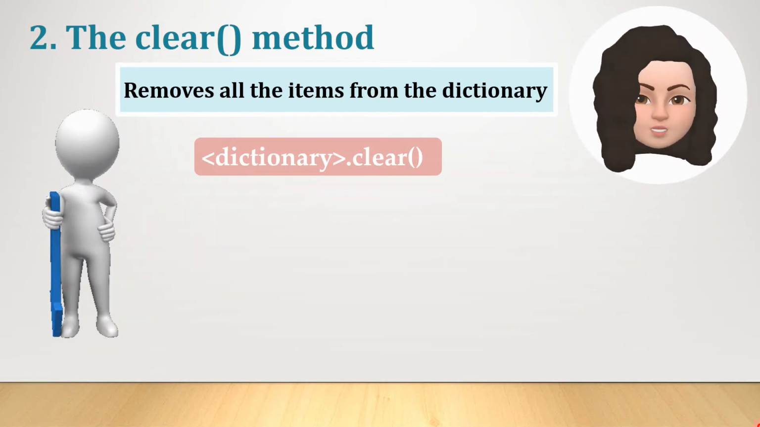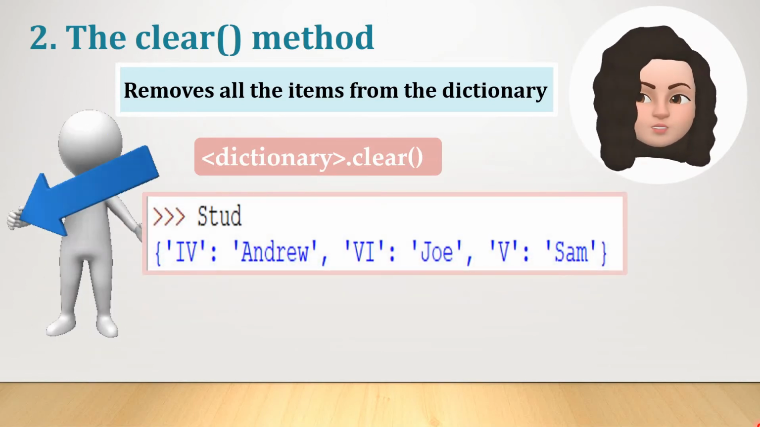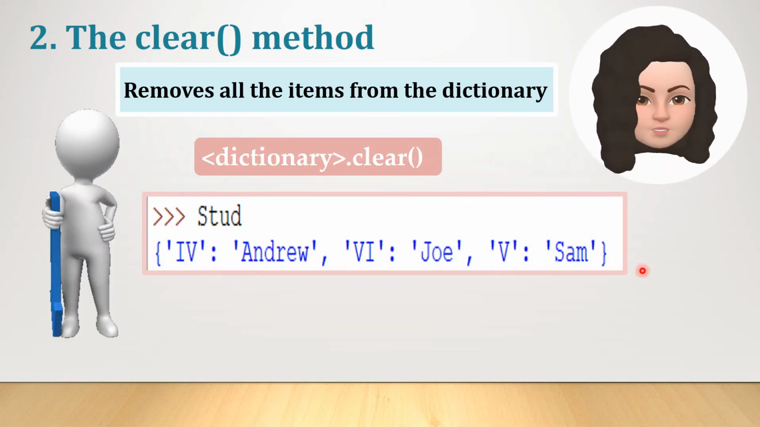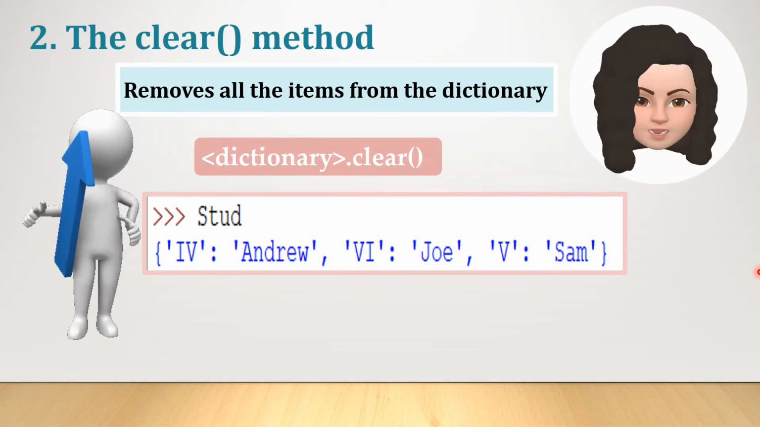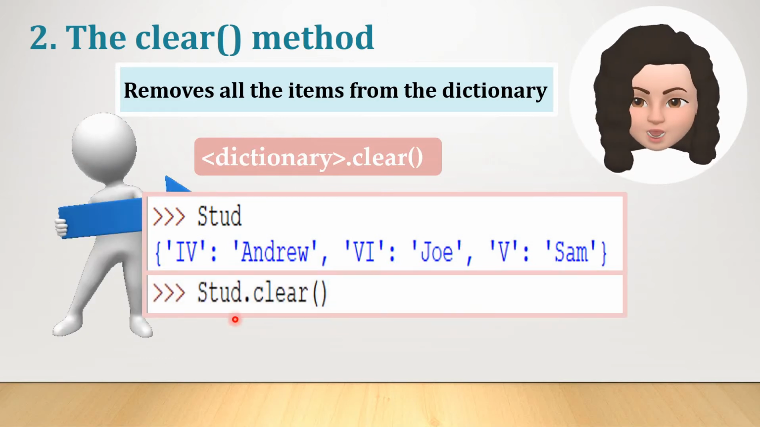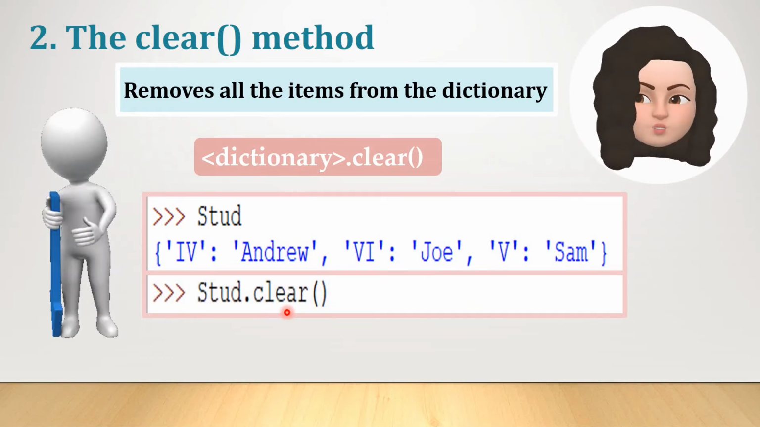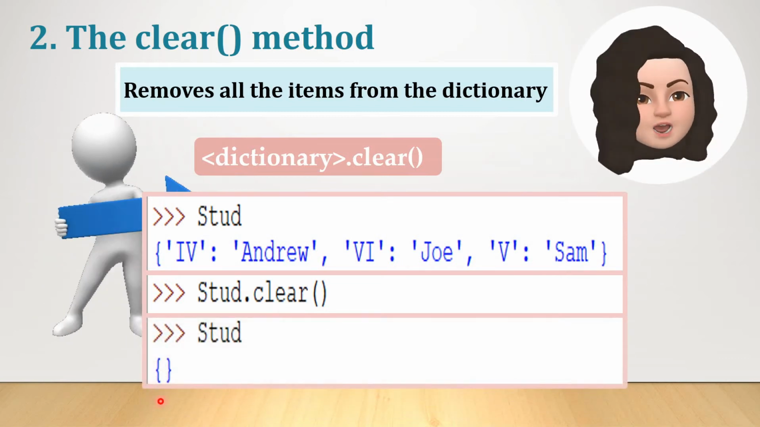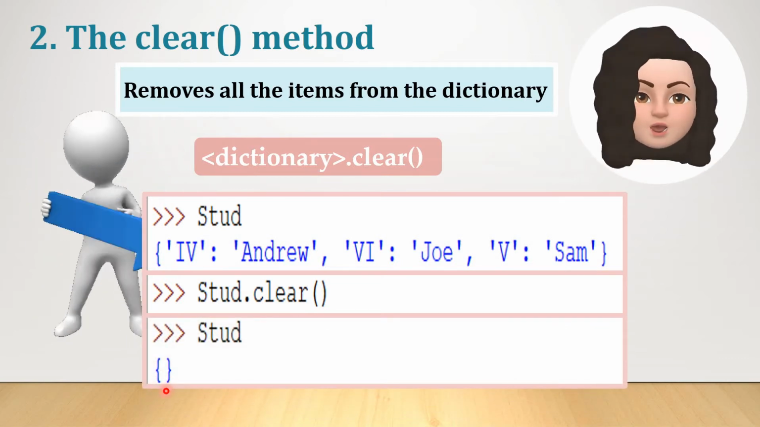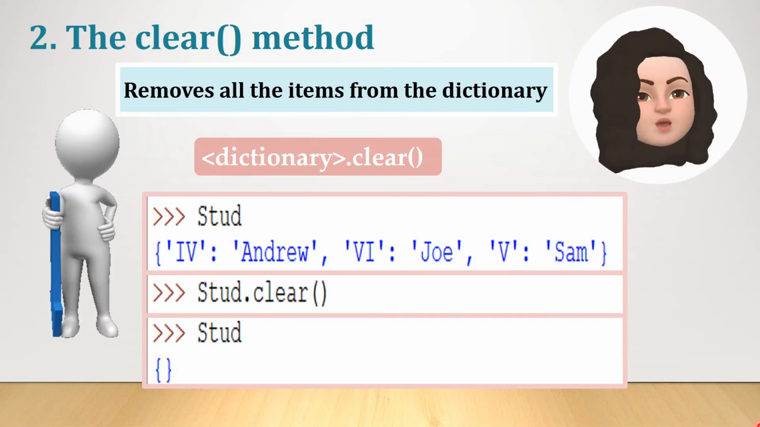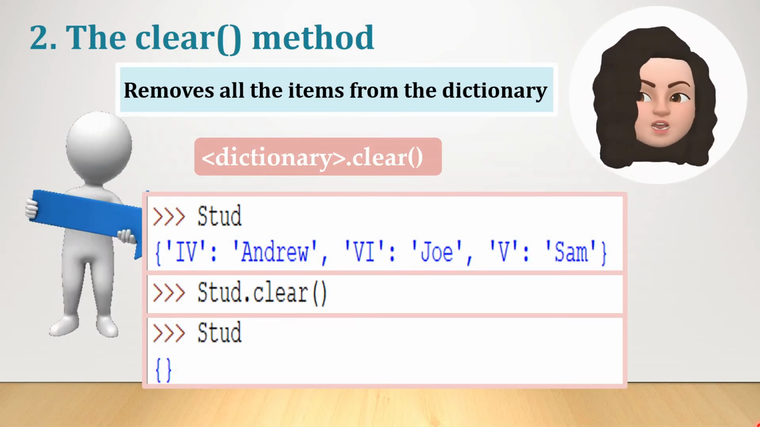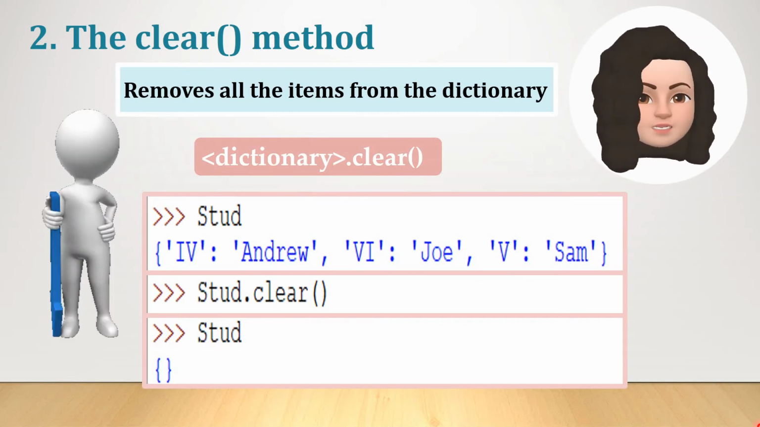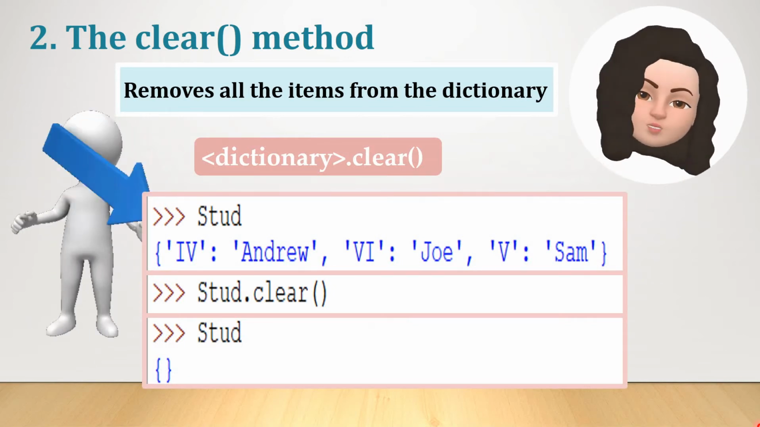Now, our dictionary name is STUD, which contains 3 key value pairs. Let's use the clear function for this dictionary. So, STUD.clear(). Now let's try to display the dictionary. It is displaying an empty dictionary because all the elements are removed, cleared from the dictionary. So the clear method will remove all the items from the dictionary, but an empty dictionary will be there.